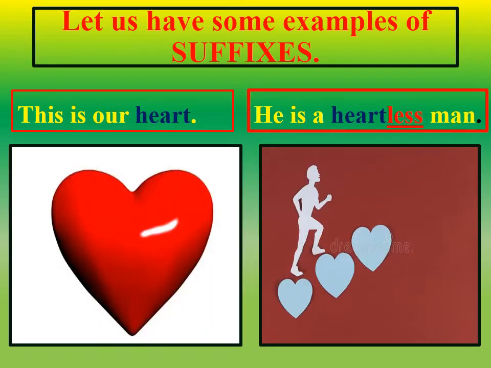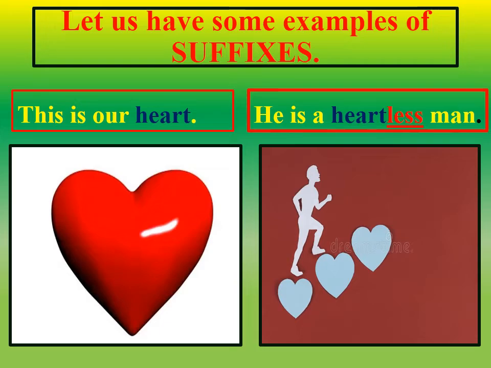Now let us have some more examples of suffixes. Look at these sentences. The first sentence says, this is our heart. Children, heart is the most important part of our body. The second sentence says, he is a heartless man. Heartless means a person with no feeling. So children, when the suffix LESS is added after the root word heart, it has changed its meaning from part of our body to a feelingless person.